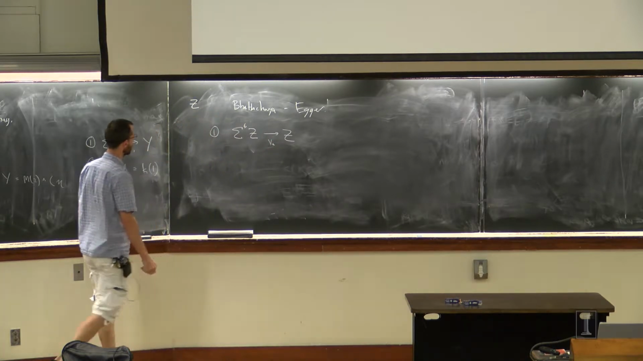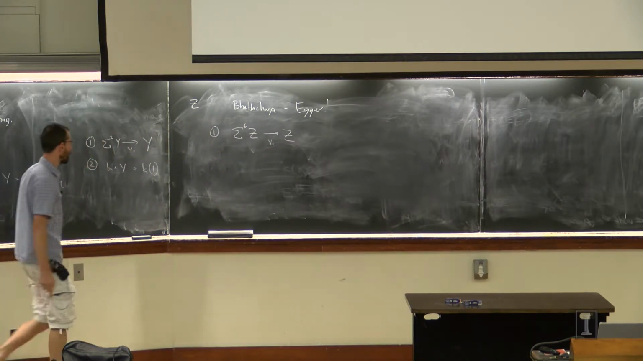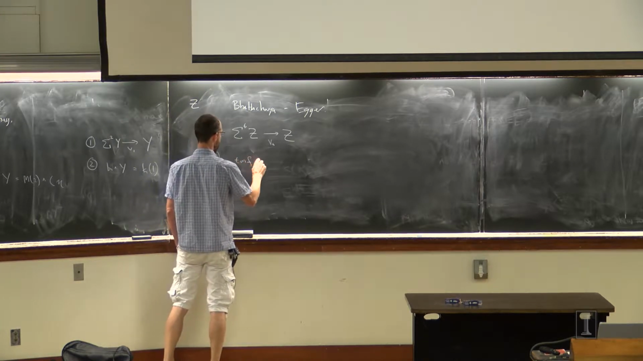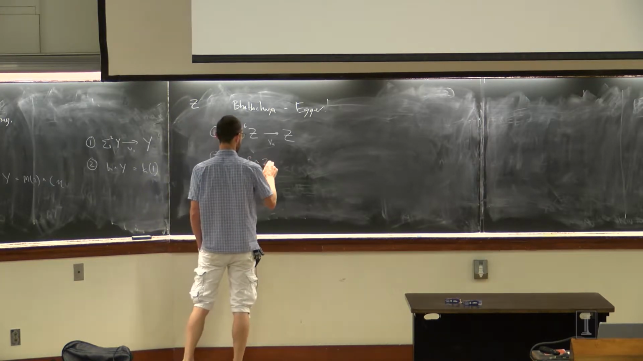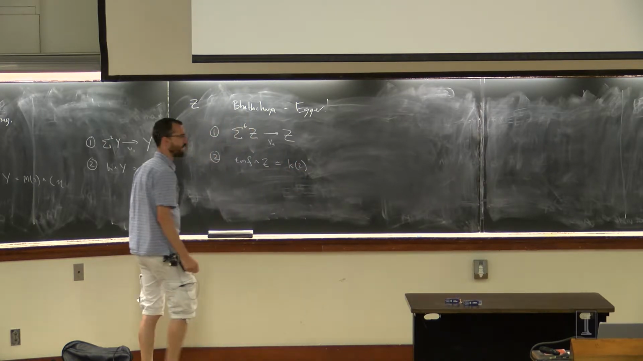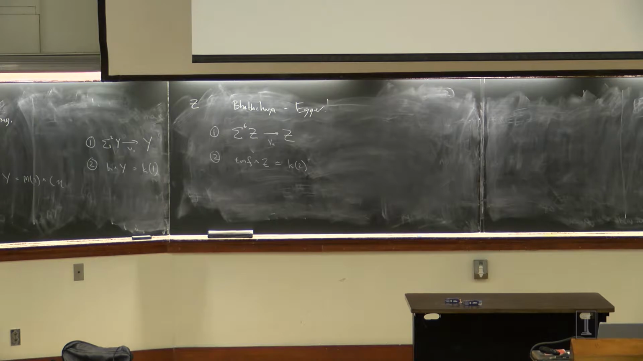And the second property is that if you take TMF smash Z, it's equivalent to connective Morava K-theory. And I think I don't really need to tell you anything else about Z for you to understand how I'm going to use it in this talk.